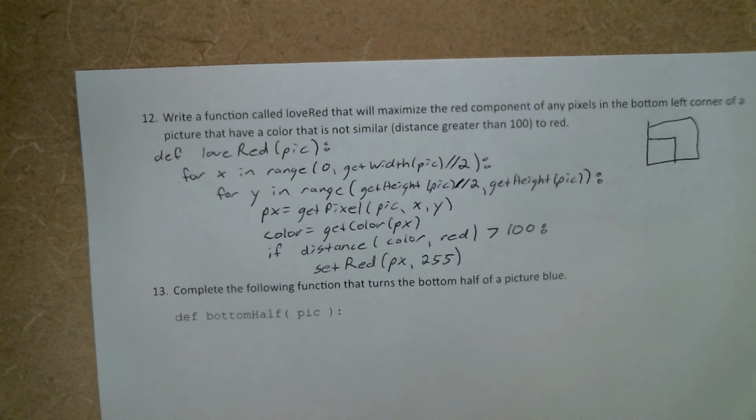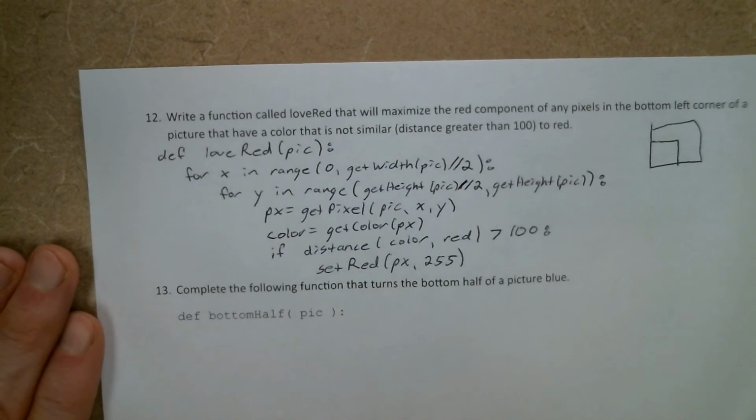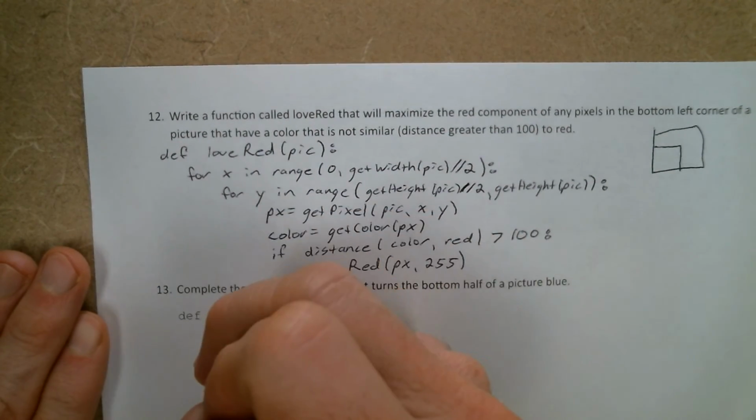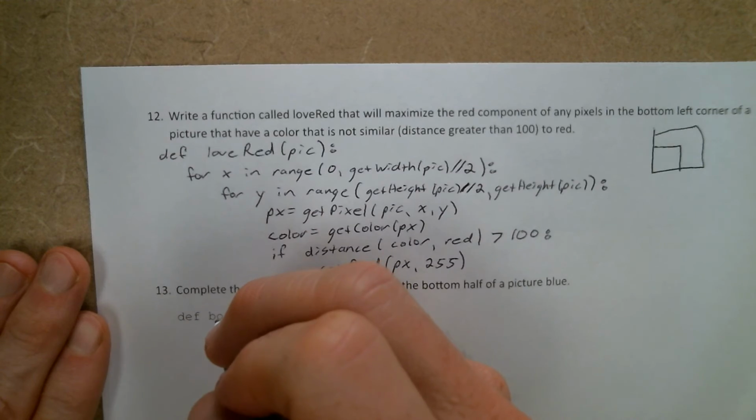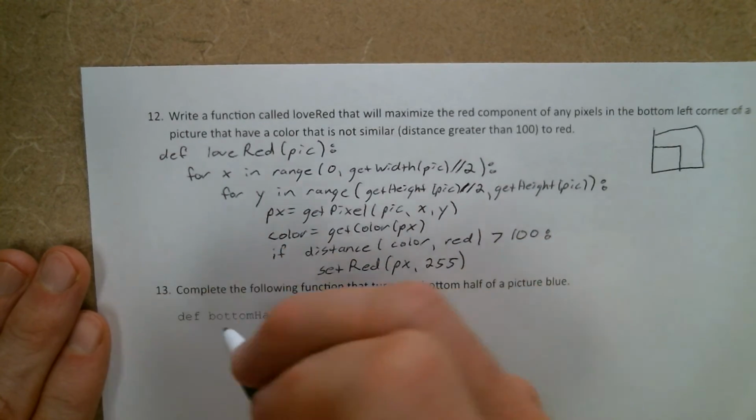Number 13. Complete the following function that turns the bottom half of a picture blue. So we're turning the bottom half of a picture blue. Again, anytime we're not just going through the entire picture, we're going to have to set up our x, y coordinate loops. I've got a little more space this time.